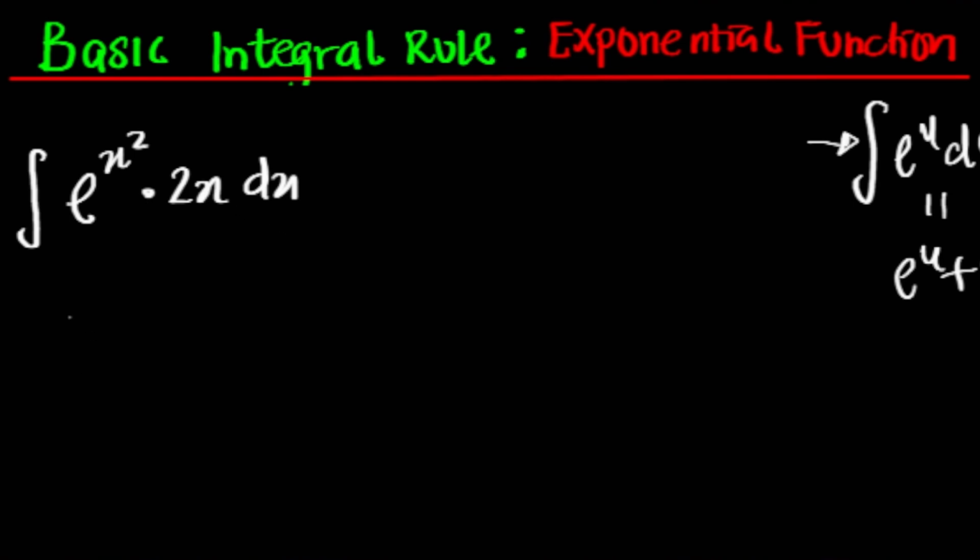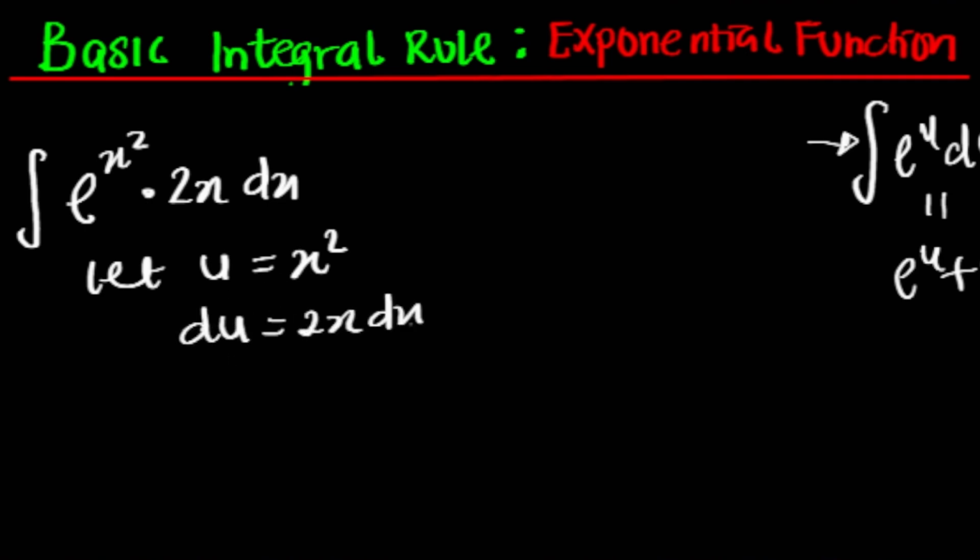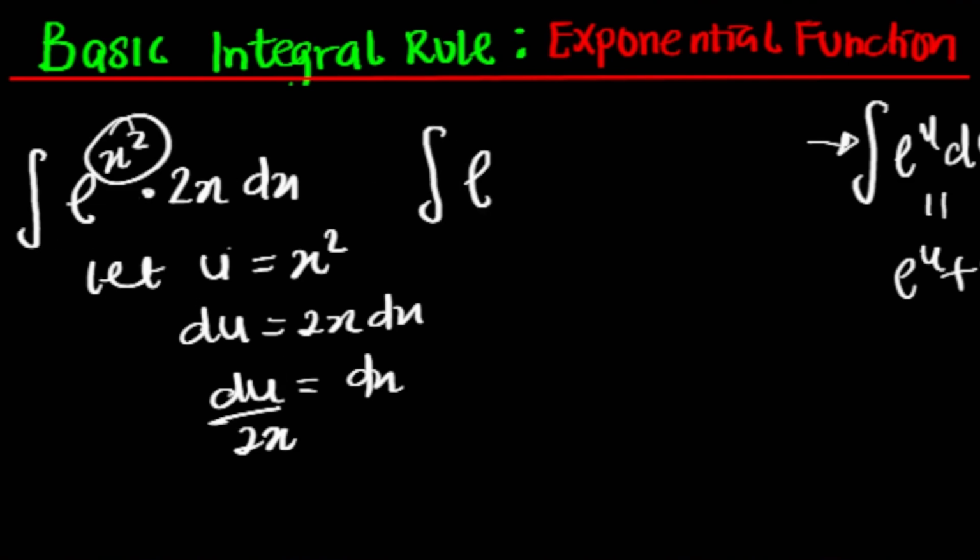So what I'm going to do here is say let u equal x squared. Then if I find the derivative of u, I'm going to have du equals 2x dx. Then I'm going to make dx the subject because I need the dx here. So du over 2x equals dx. That shows that I'm dividing both sides by 2x here.